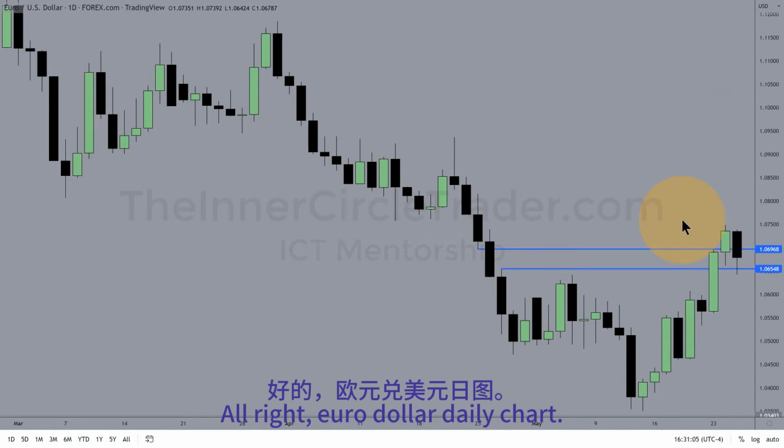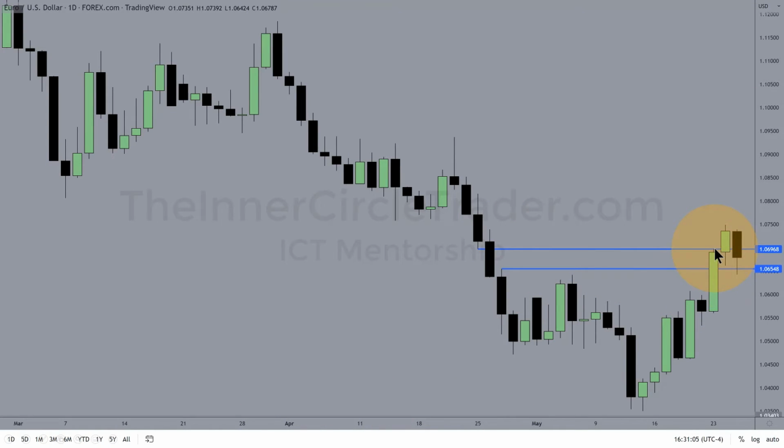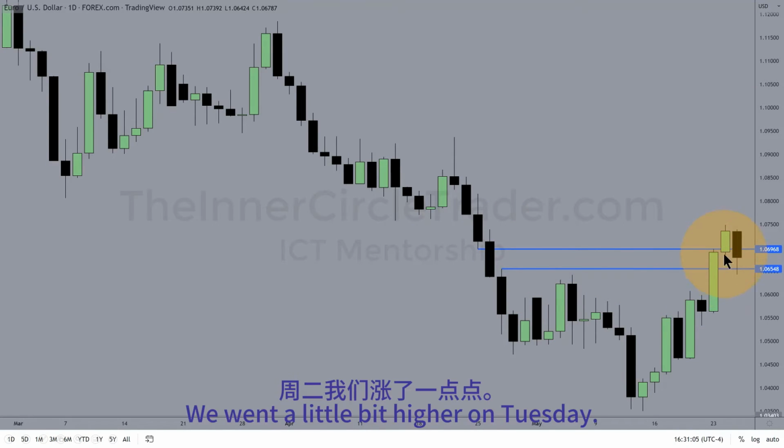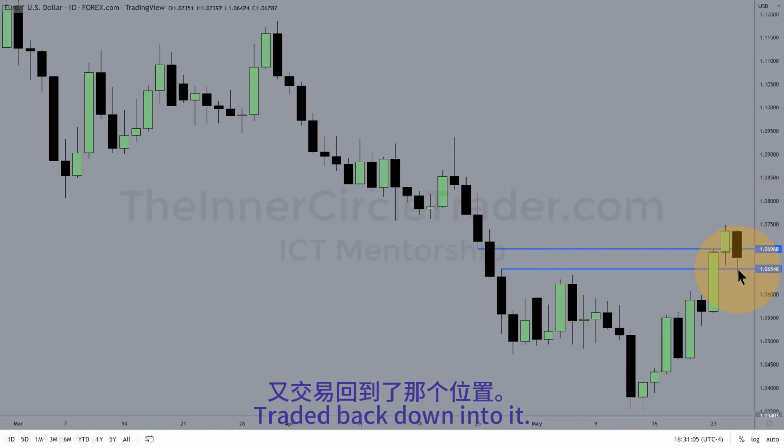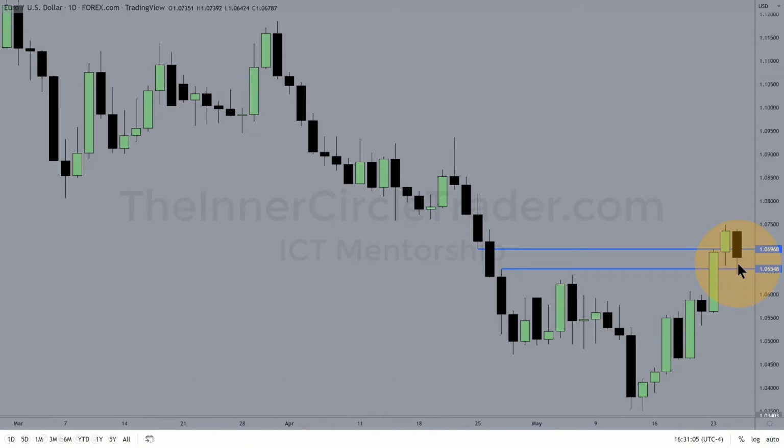All right, EUR/USD daily chart. Here's that imbalance. We traded right up into that. I mentioned that on Monday's commentary. We went a little bit higher on Tuesday, traded back down into it. Hopefully, we'll see if this offers some support.